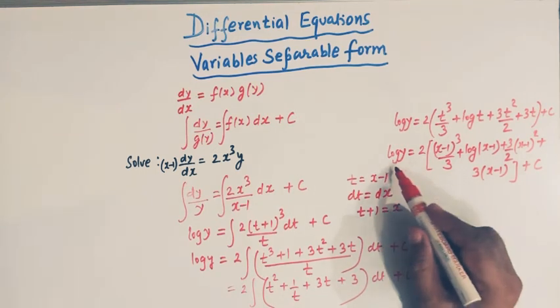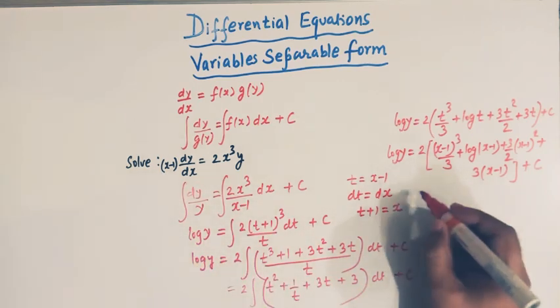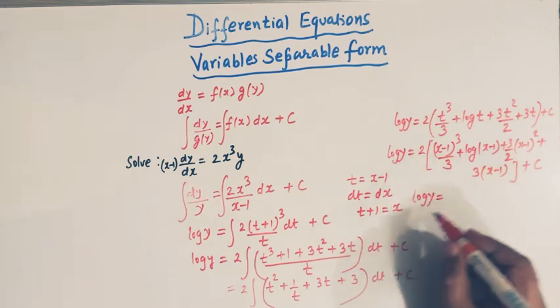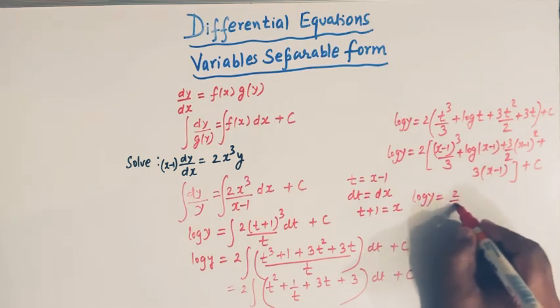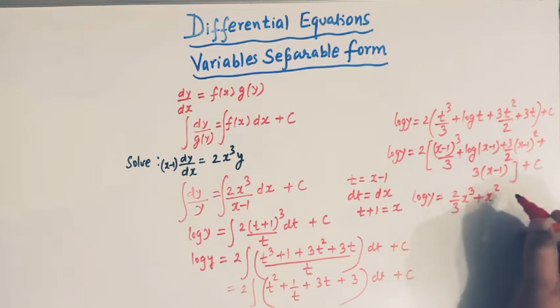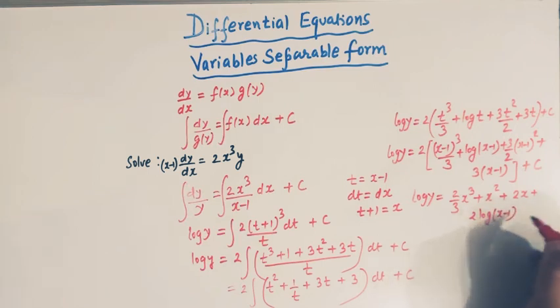Now viewers, this is the required solution of this differential equation, and if we further solve it, we get log y is equal to 2 by 3 x cube plus x square plus 2x plus 2 times log of (x minus 1) and plus c1, right? And c1 is some other constant, right?